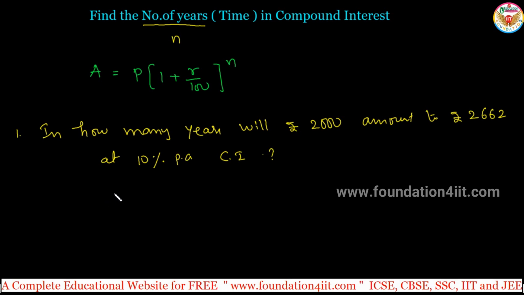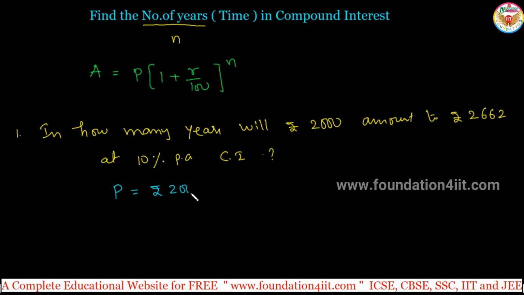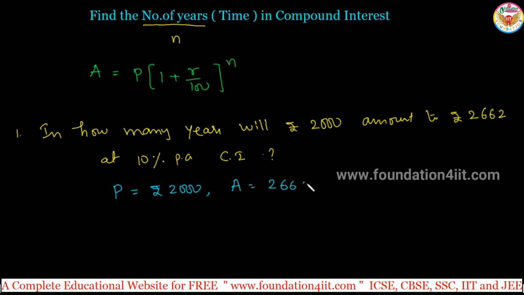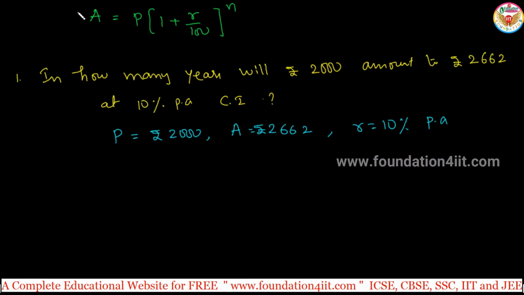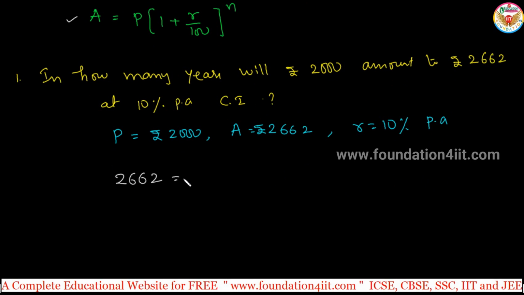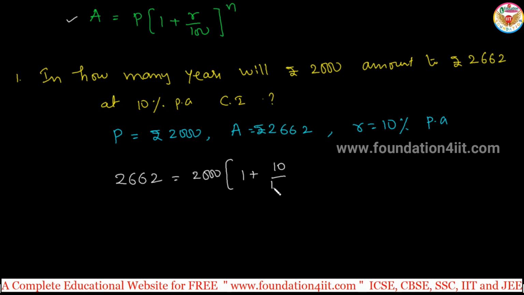Let us apply the same values in the formula. Here P is given, that is rupees 2000, and A is 2662, because this 2000 amounts to 2662. R is equal to 10% per annum. The n value you have to calculate. Using the same formula, A equals 2662 is equal to P into 1 plus R by 100, that is 2000 into 1 plus 10 by 100, whole to the power n.